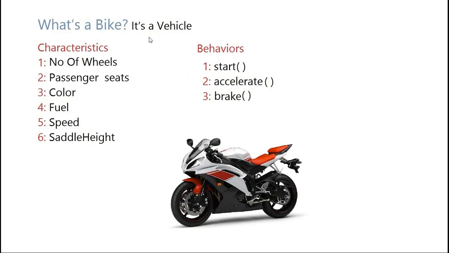What's a bike? It is a vehicle with two wheels, one or two passenger seats. It has some color, it runs on a fuel, it has a speed, and it also has a saddle height, or you can say seat height. And its behaviors are you can start it, accelerate it, and stop it by applying brakes.